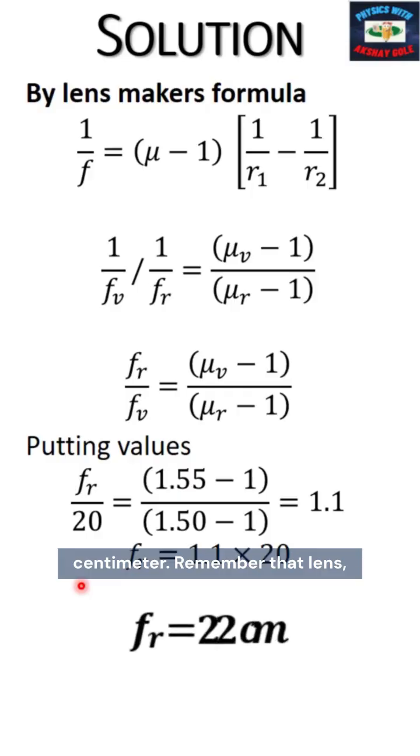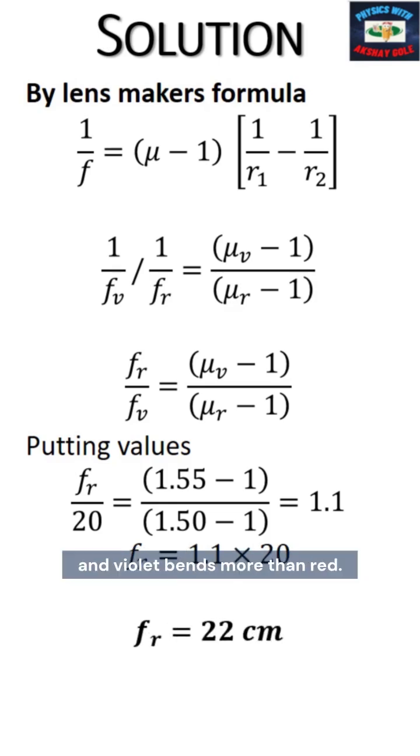Remember that in a lens, more bending means a shorter focal length, and violet bends more than red. So the focal length for the red light is 22 centimeter, and this is our answer.